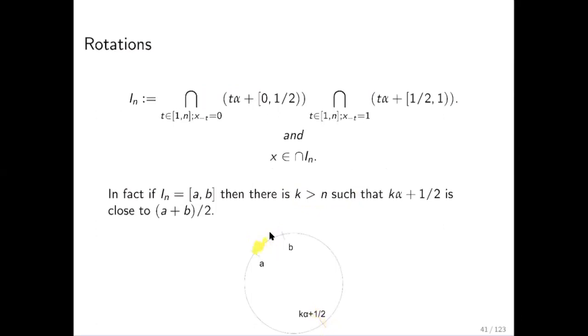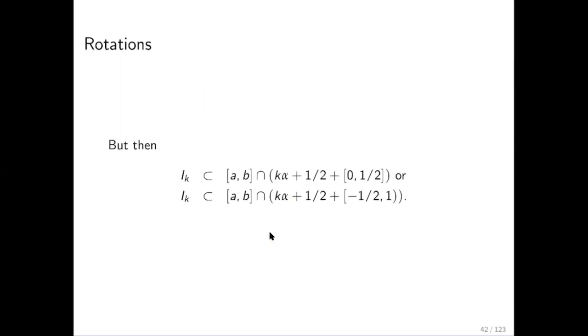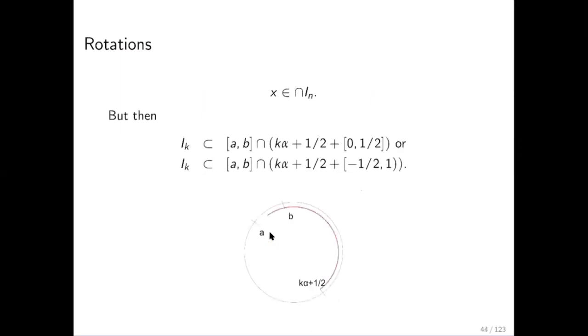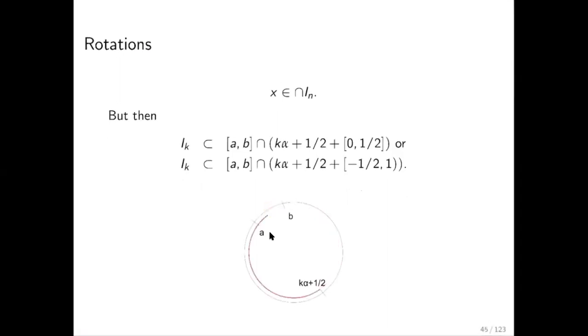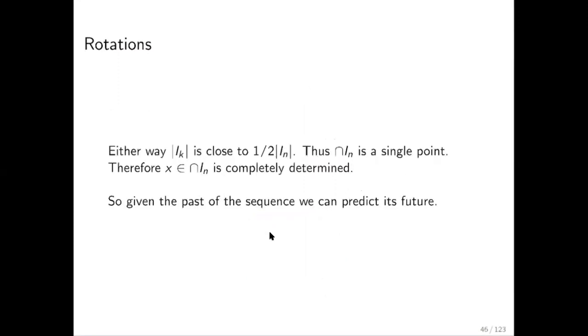And this will mean that my interval will split into two parts, and this I_k will have radius half of I_n, and therefore, so this is precisely what I was saying. It will either be of this sort or it will be of this sort. So this means that I_k is close to half I_n. Therefore, the intersection of all these sets is going to be a single point. Therefore, X is completely determined by this past data in a measurable way.